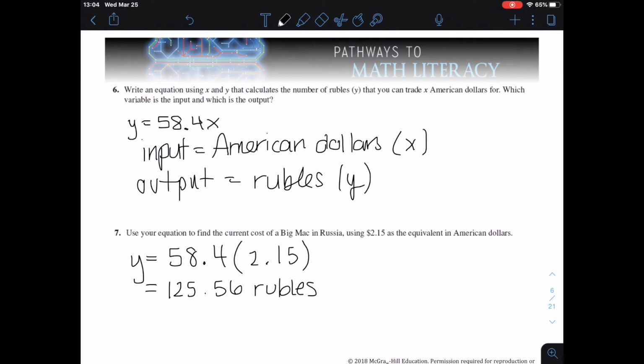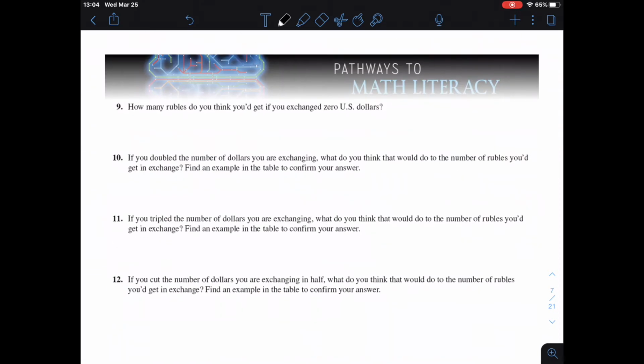Okay. So it's $2.15 for a Big Mac. It would be 125.56 rubles. Okay. So this is our exchange rate. And exchange rates work just like you'd expect them. So if you exchange 0 US dollars, you're going to expect to get 0 rubles in return. Okay? You're not just going to magically get money for nothing. If we doubled the amount of dollars we're exchanging, we would expect that the amount of rubles doubles as well, because it's the same amount of conversions. So it should double.